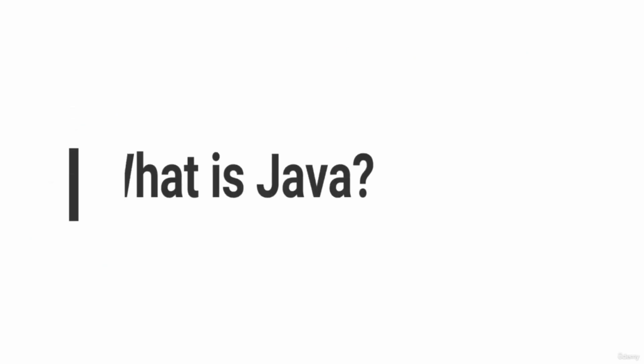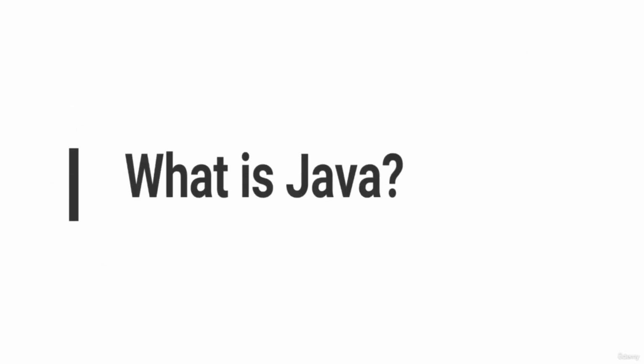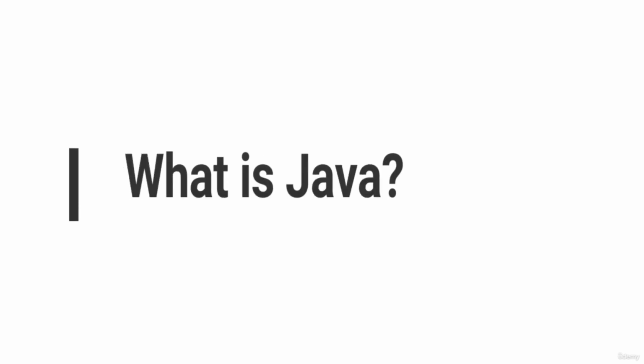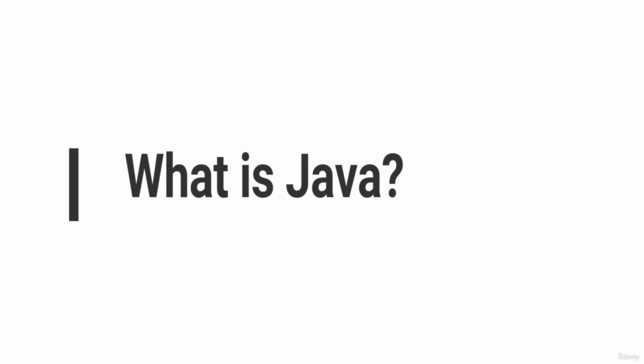First of all, what is Java? Java is the simplest and the most commonly used programming language which is based on object-oriented programming concept. It supports cross-platform, multi-threading, platform independent and robust. Sun Microsystems developed Java in the year 1995 and later it was acquired by Oracle.